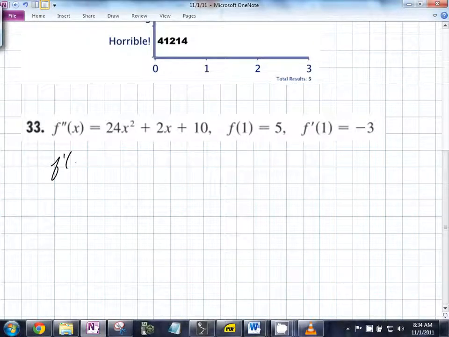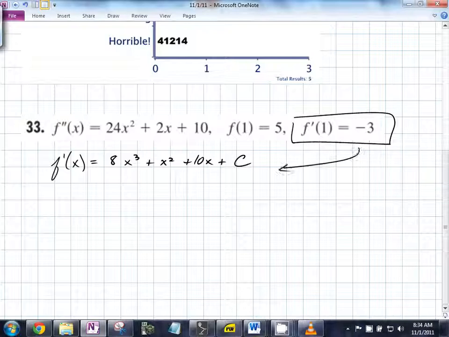And that's going to be 8, not 12. Ooh, I did that wrong. 8x cubed plus x squared plus 10x plus c. And it tells you that f prime of 1 is -3. So -3 is equal to 8 times 1 cubed plus 1 squared plus 10 times 1 plus c. So what does c come out to be?